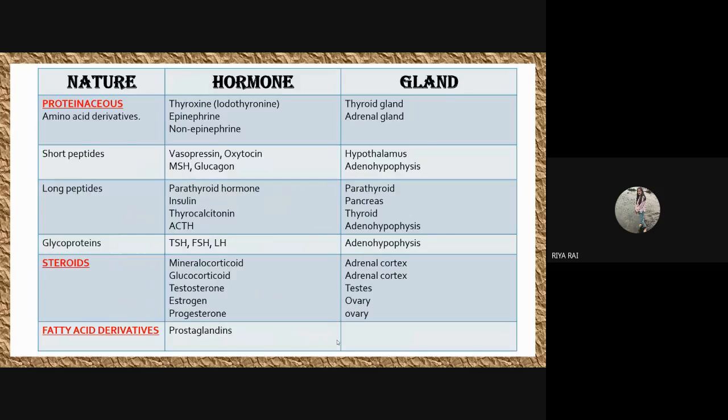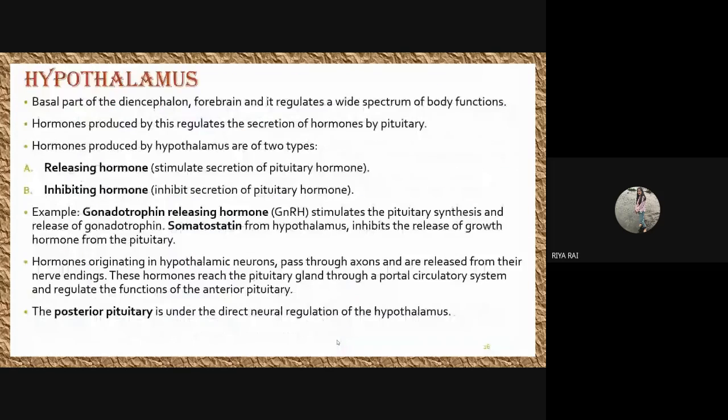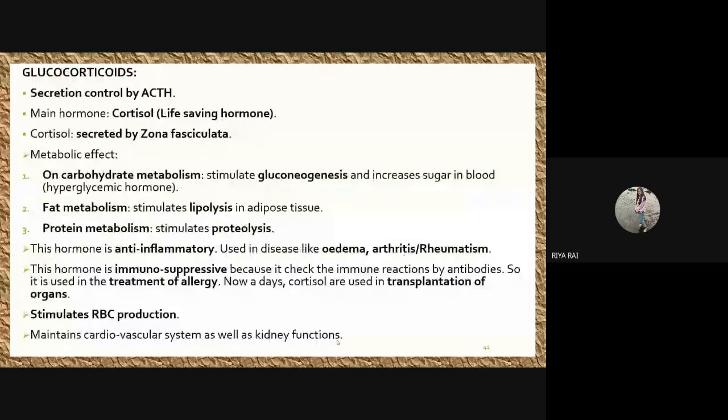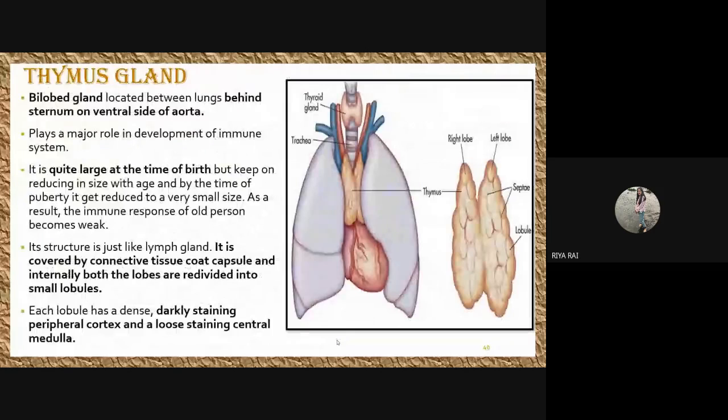So today I'm going to continue with the thymus gland. The thymus gland is a bilobed gland which is located just behind the sternum, in front of the lungs, on the ventral side of the aorta, and it is quite large at the time of birth. It is the main gland responsible for the development of the immune system, as in this gland the maturation of the T lymphocyte occurs.